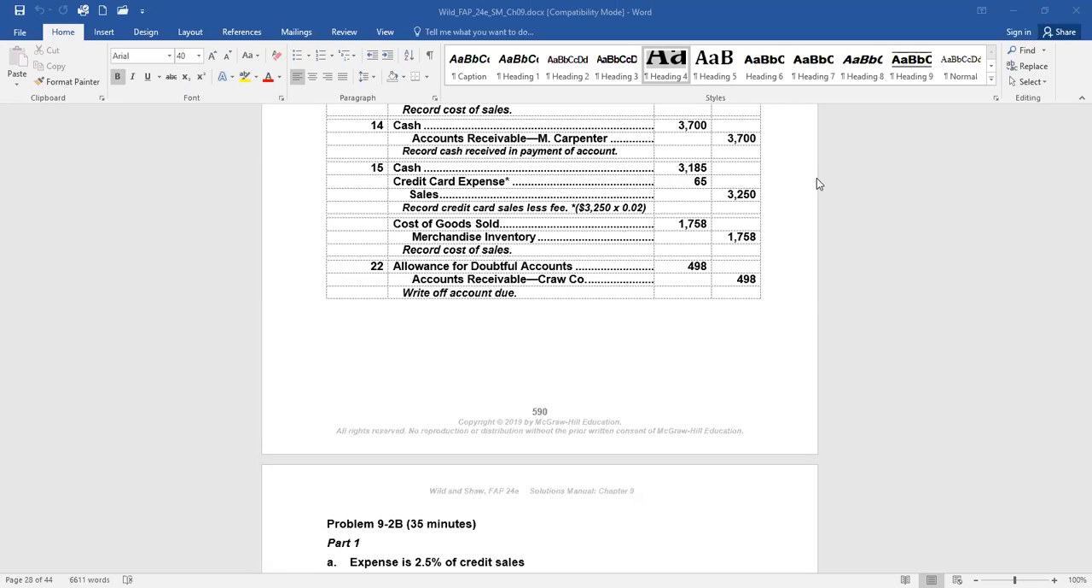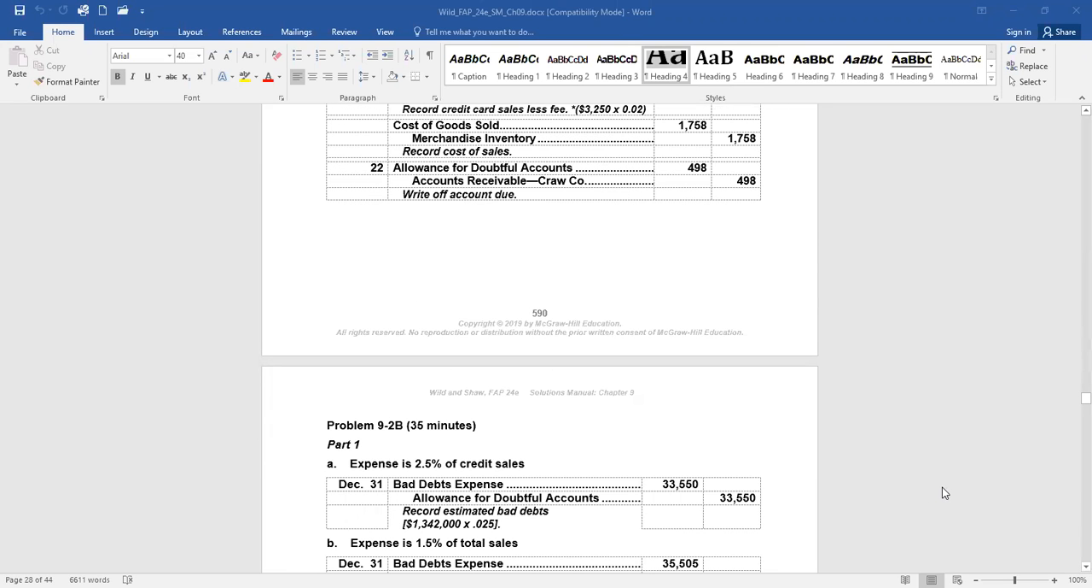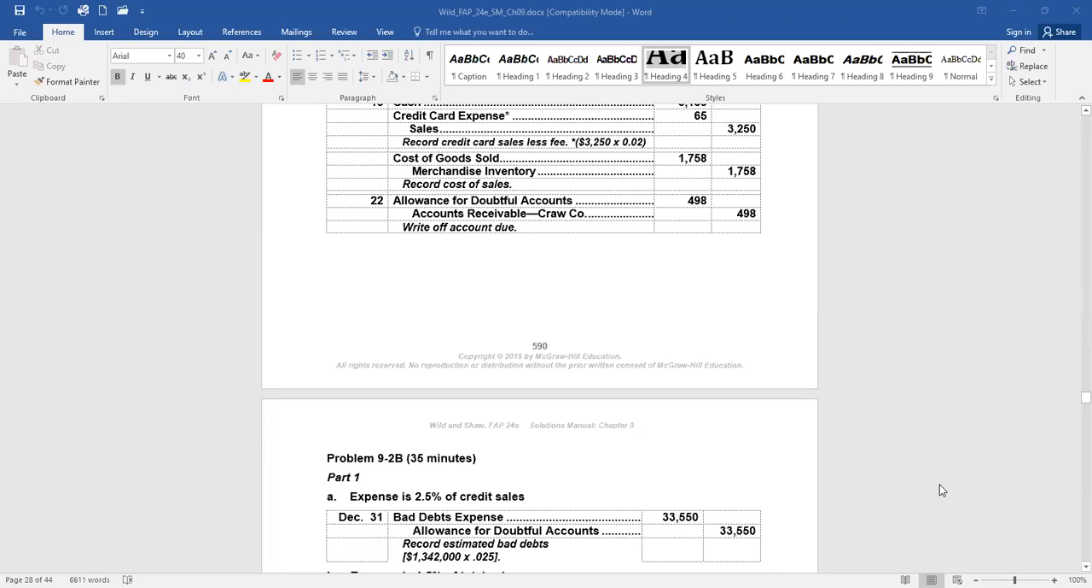So the first assumption is assume bad debts is estimated by taking 2.5% of credit sales. So we would focus then just on that $1,342,000 times 2.5%. Remember, when you're using sales to estimate, you're really determining the amount of your journal entry. So you debit bad debt expense, $33,550, and credit the allowance for doubtful accounts, the $1,342,000 times 2.5%. Remember also that this journal entry is done whenever we're going to do a financial statement. It is an adjusting journal entry.